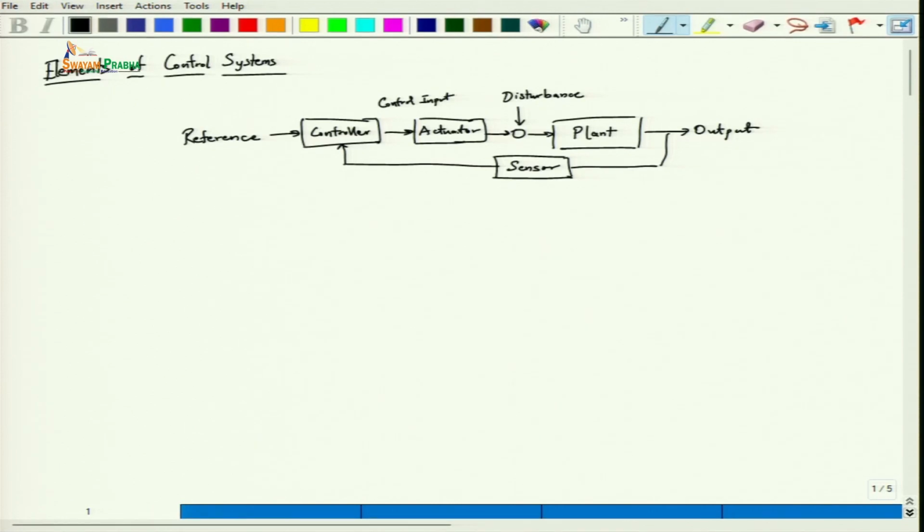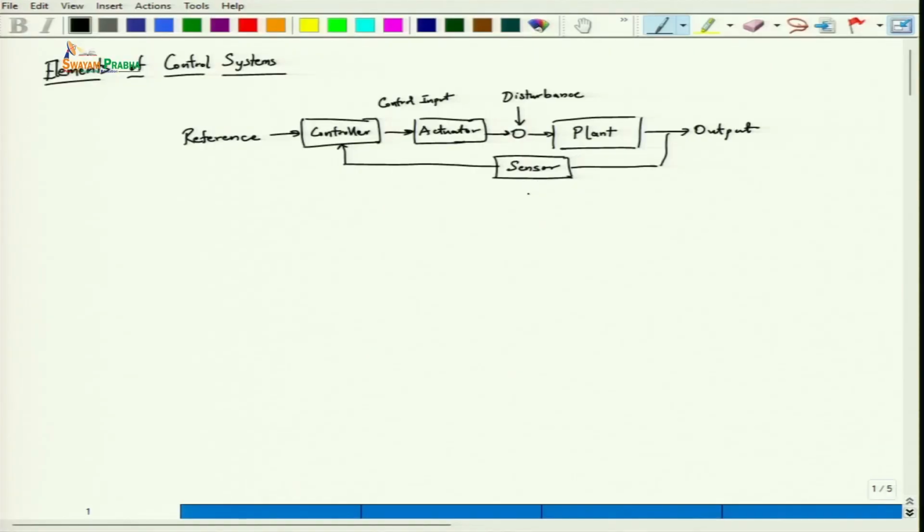So many times, instead of considering the actuator and the plant as separate, they are combined and we consider the entire dynamics. Many times the sensor dynamics is typically just considered to be one. Each of these, whether it's a plant, actuator, controller, or sensor, has its own dynamics, and that is represented simply by a transfer function which we have learnt about in the last class. So this is about the basic elements of a control system.